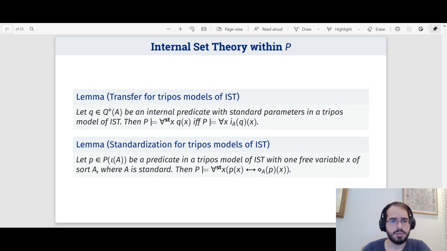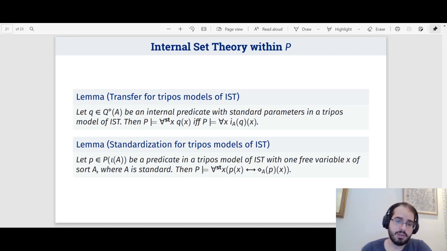and we can actually reason using internal set theory inside a tripos that has this kind of structure. So the first result is if we have Q in the fixed point algebra of a standardization transformation, so we might want to think of that as a standard formula with standard parameters, then transfer actually holds in the logic of P. And here standard is short for a certain thing that you can build out of the transfer morphism. And similarly, if I have just a predicate in such a tripos model, then standardization also holds in the internal language of the tripos.